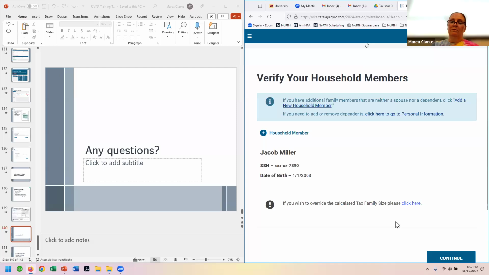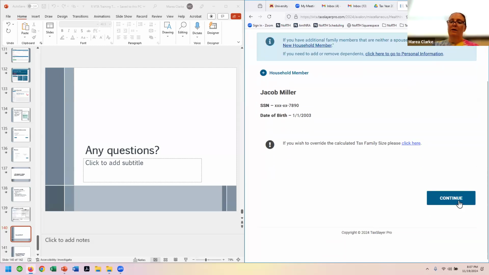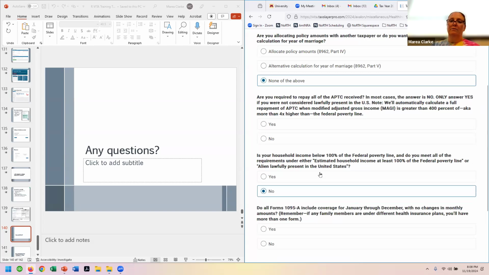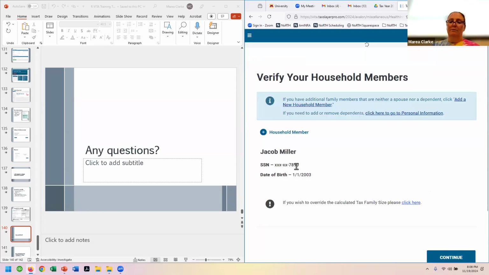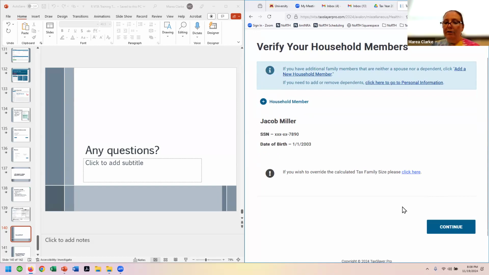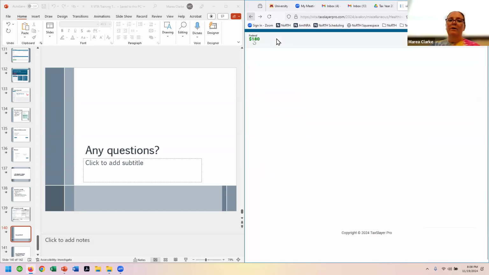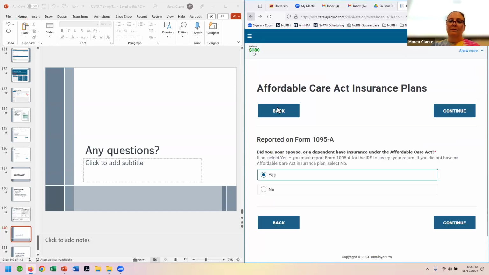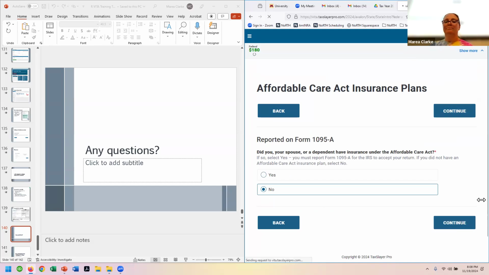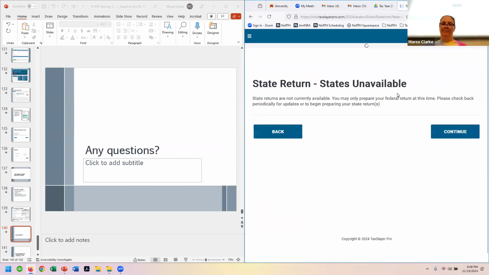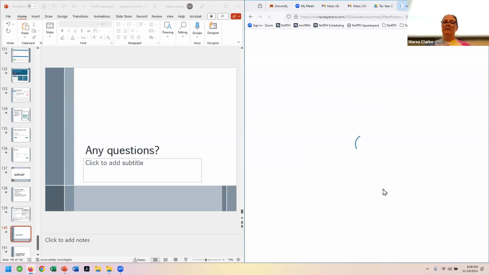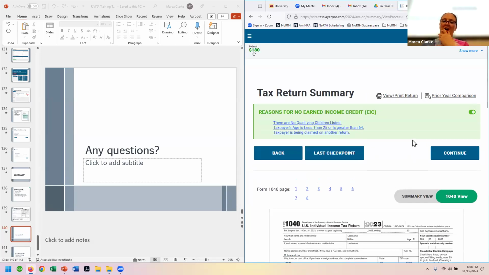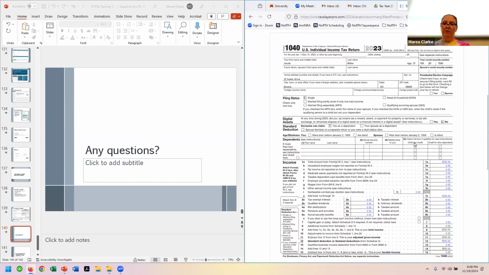Yes. Oops. Actually, oops, I went the wrong way. Go back. Back. Oh, I think I broke it. See if I can go back here. No, there we go. I'm missing a back button there. I can't do a state return. There we go. Jacob's return is done.